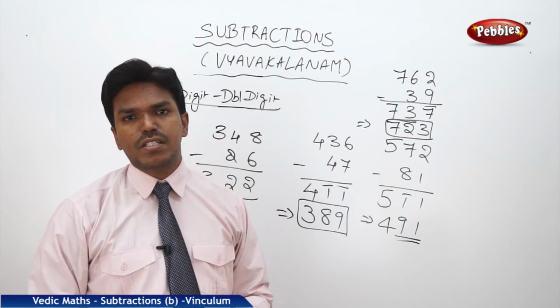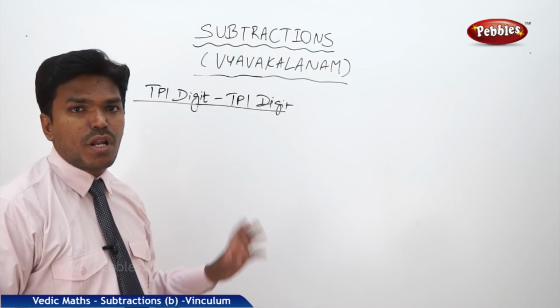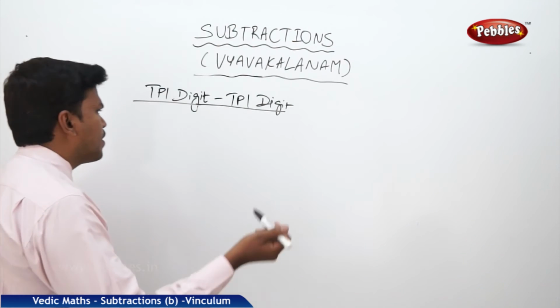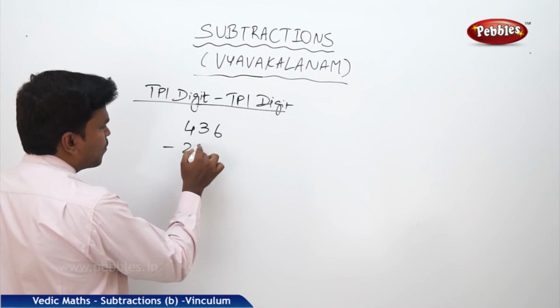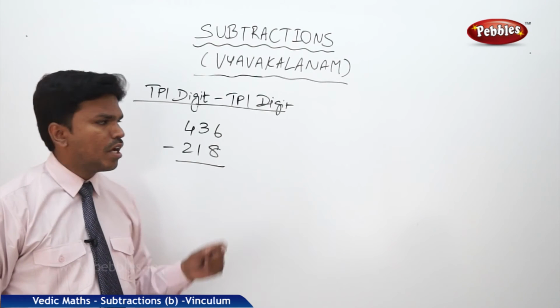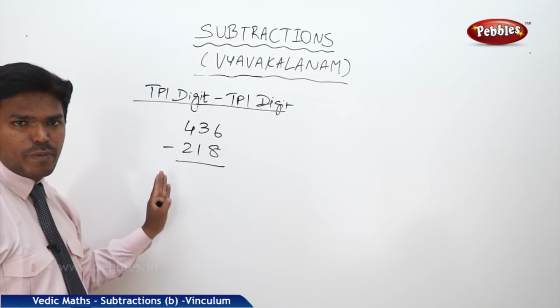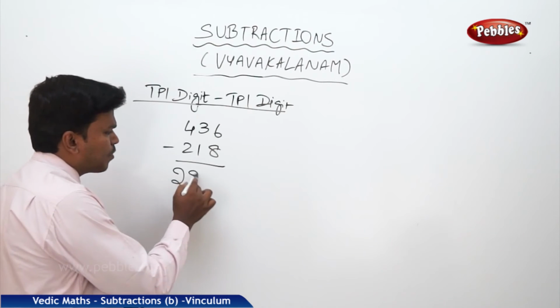Now we are going to discuss triple digit minus triple digit. Coming to triple digit minus triple digit, the same way we can go through. Suppose 436 minus 218. I want to subtract this one. So start from left. What is 4 minus 2? 2. Drop it as it is. 3 minus 1. Directly you can do 2.